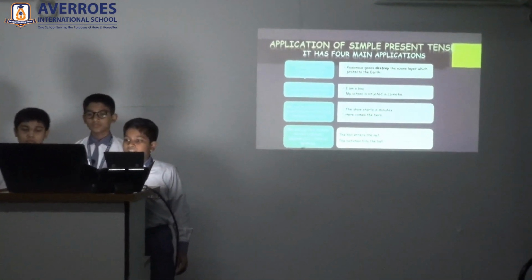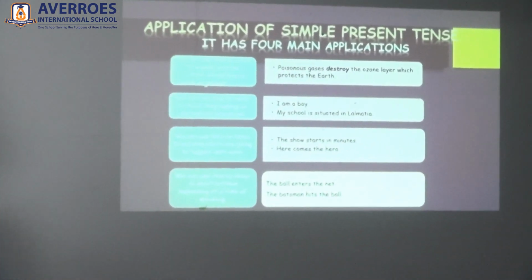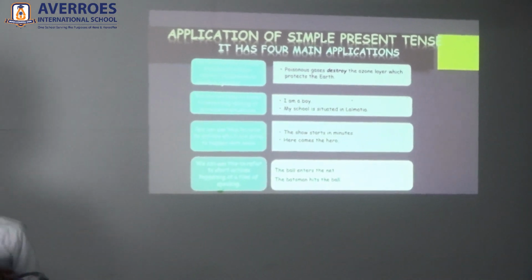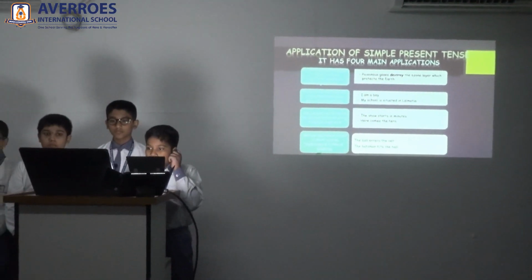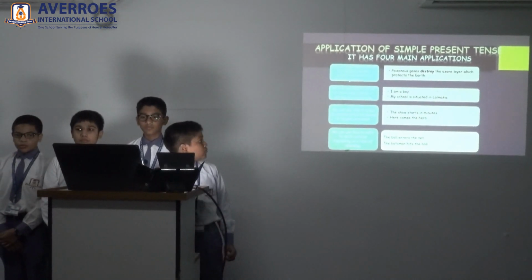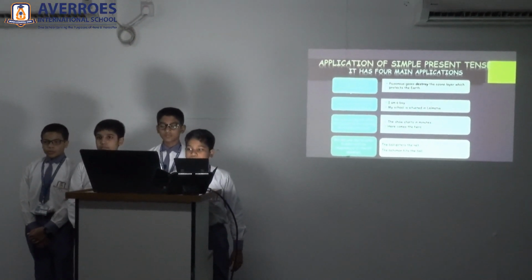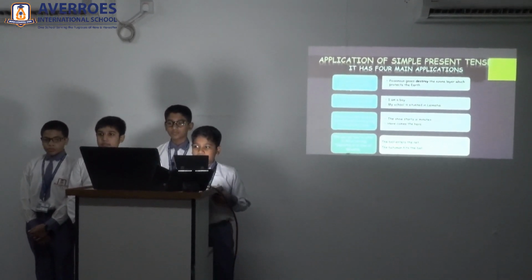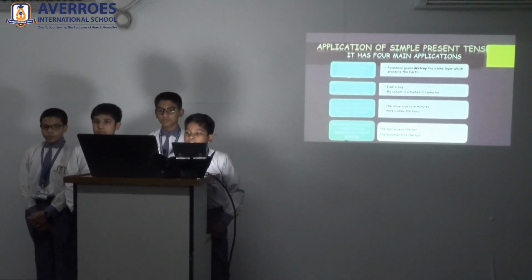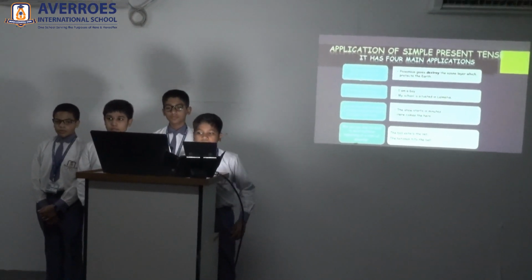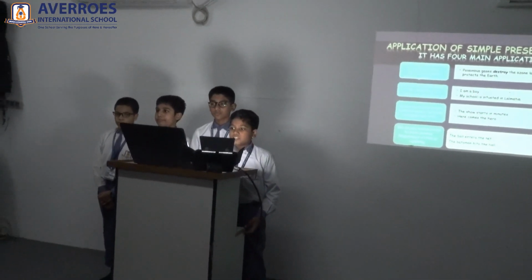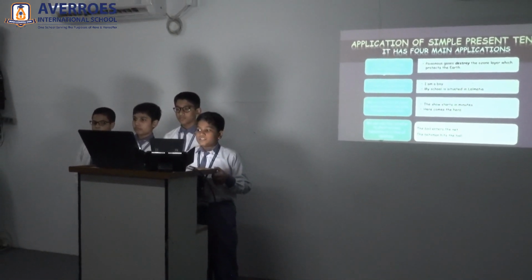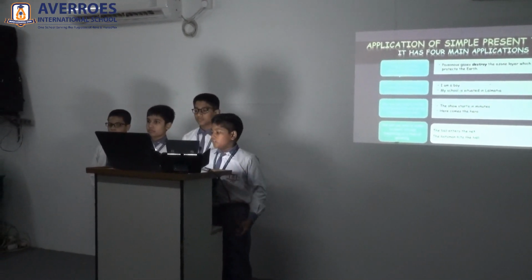Second one is, we can use this to refer to more long-lasting or permanent situations. For example, I'm a boy, my school is situated in Lalmatia. The third one is, we can use this to refer to actions which are going to happen very soon. For example, the show starts in minutes. Here comes the hero. The last one is, we can use this to refer to short actions happening at the time of speaking. For example, the ball enters the net, the batsman hits the ball.